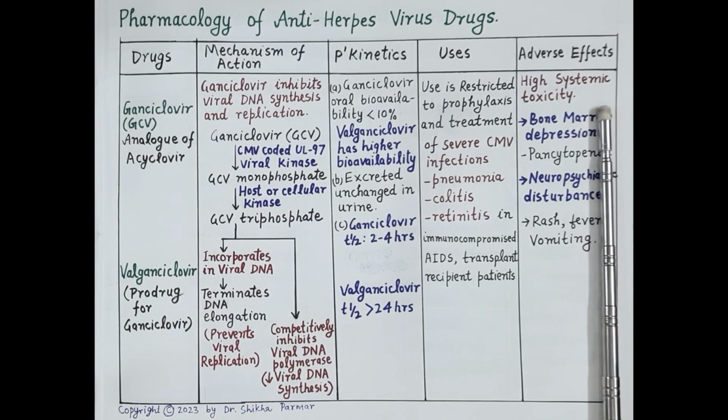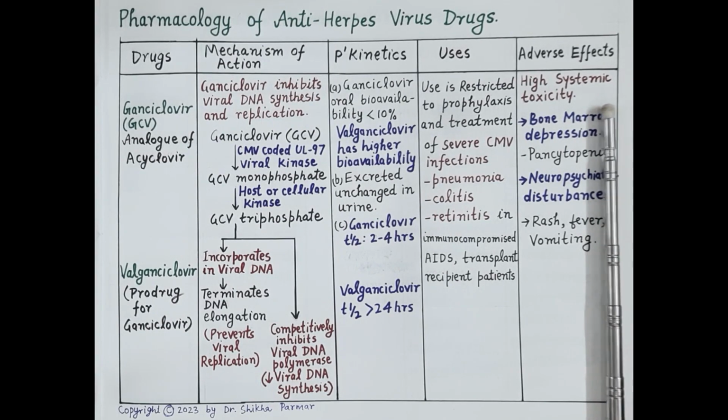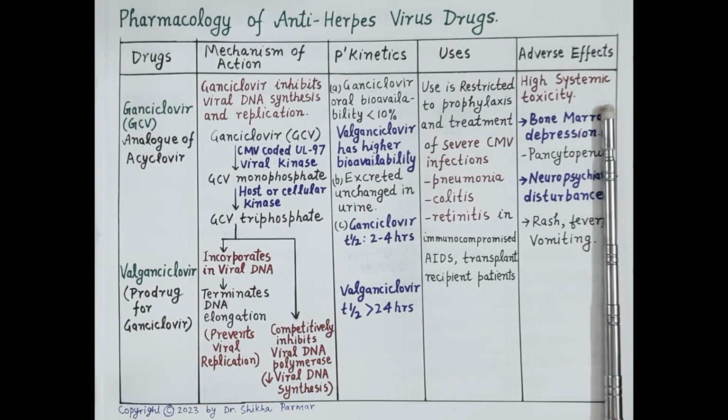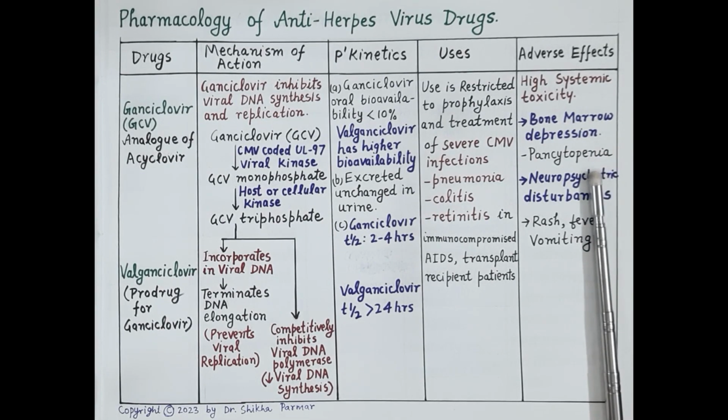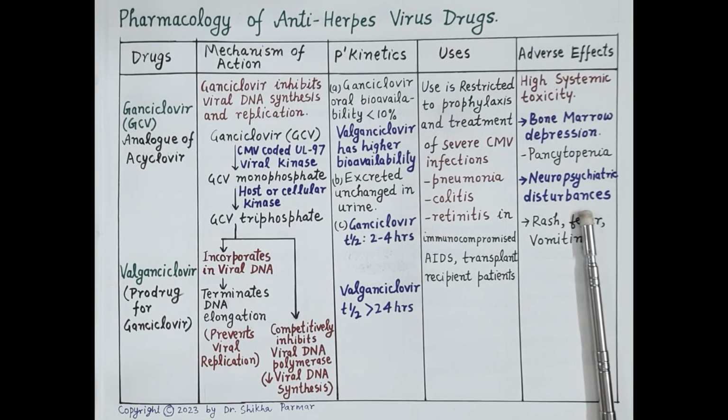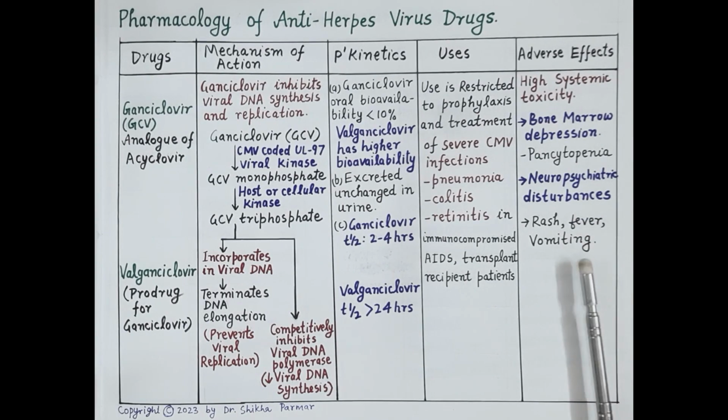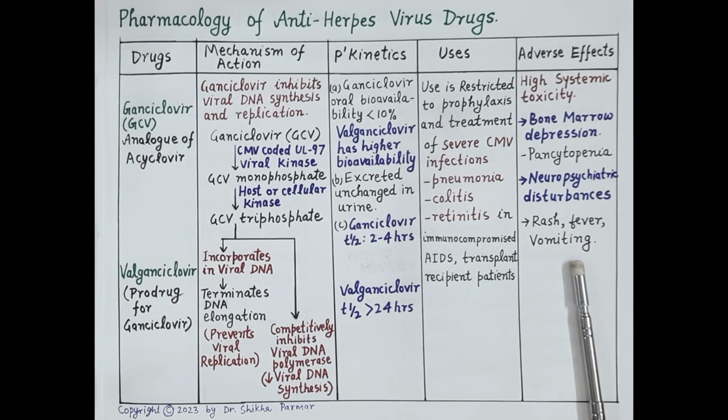Then adverse effects. Now Ganciclovir shows high systemic toxicity. Precursor cells in the bone marrow are quite sensitive to Ganciclovir. So Ganciclovir causes bone marrow depression resulting in pancytopenia, that is fall in the number of red blood cells, white blood cells and platelets. Now Ganciclovir also produces neuropsychiatric disturbances. Rashes, fever and vomiting can also occur. So this is the pharmacology of Ganciclovir and Valganciclovir.